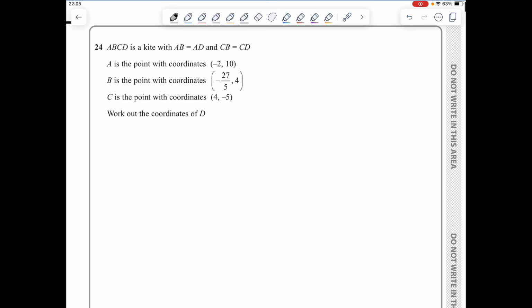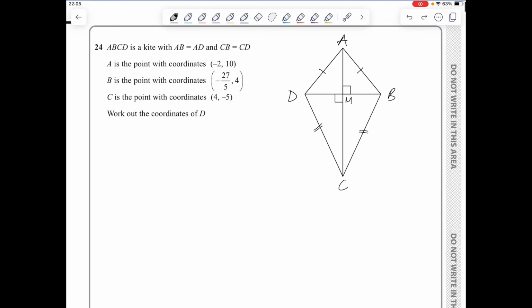I'll start question 24 by drawing a rhombus to visualize my problem. Now I'm not interested in the correct orientation, I'm just drawing a sketch of a random rhombus. Note that the two diagonals meet at point M and they are perpendicular, and I'll start my workings by finding the equation of line AC.